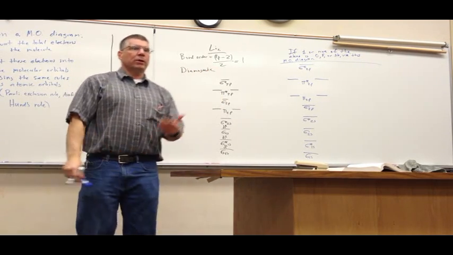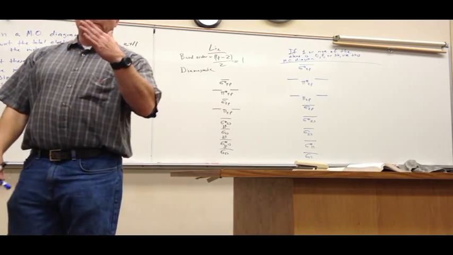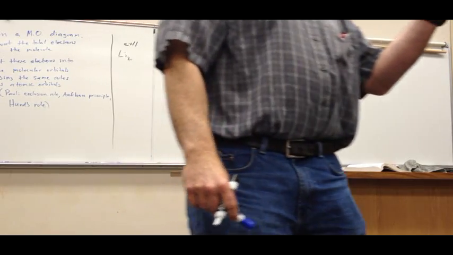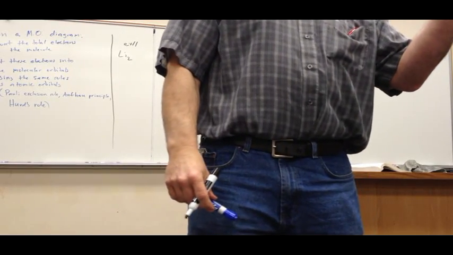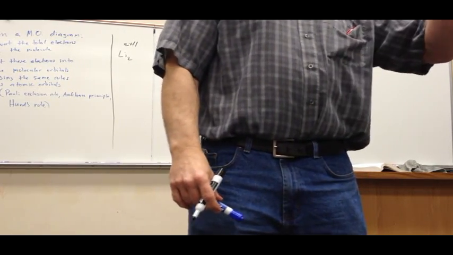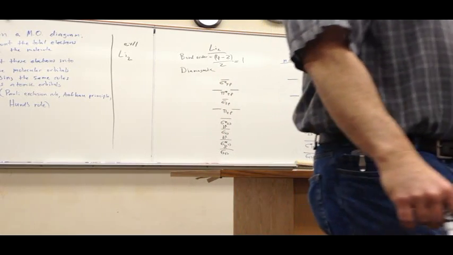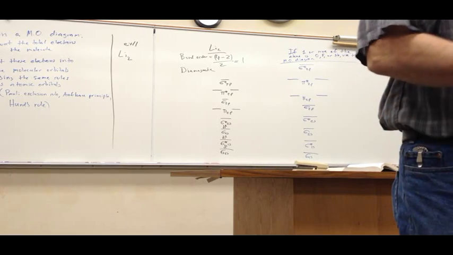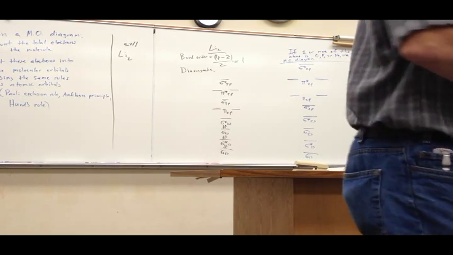Another thing you can do is compare the length and strength of bonds in different molecules based on the bond order. The higher the bond order, I'll write this down in a second, the shorter and stronger the bond. The lower the bond order, the longer and weaker the bond.